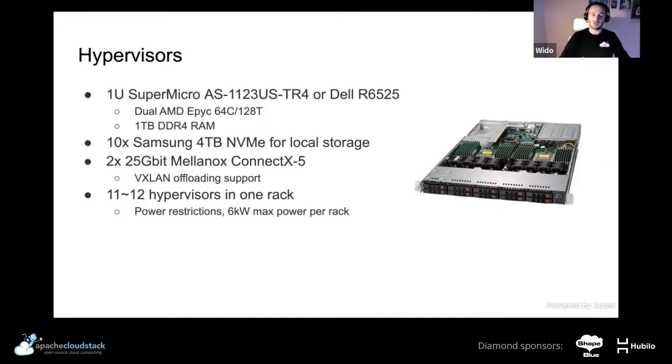In our case, we're using Mellanox, but Intel and Broadcom have their cards as well, which do offloading. We can fit around 11 to 12 hypervisors in one rack. Although the racks themselves are 47 units high, we have a power restriction. With these CPUs and this amount of memory, it's 11 to 12 hypervisors, and then we're consuming 6 kilowatts of power in that rack. And so then we need to go to a next rack.